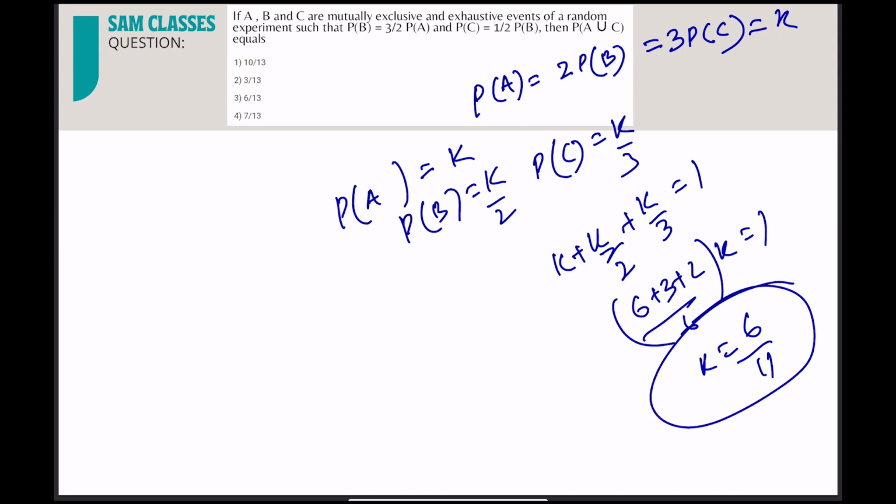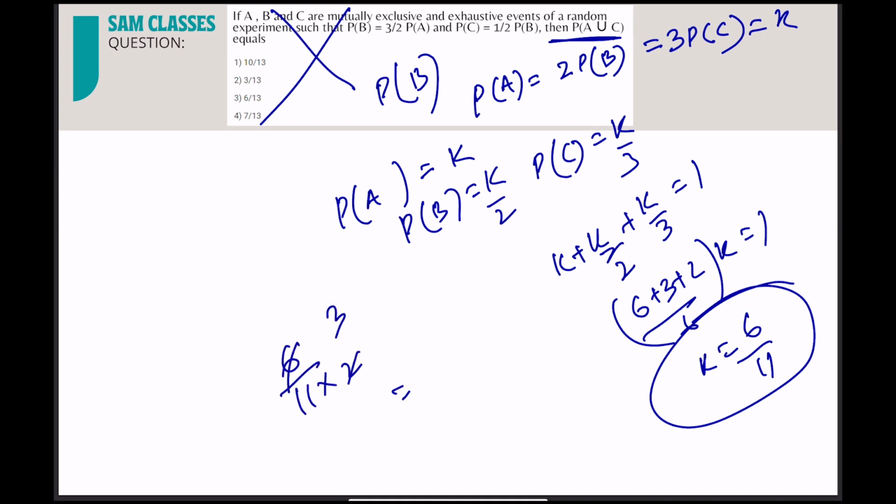So once you got K, now what we need to find, what they're asking, find P of A union C, correct? One second, I think so. Okay, this is not the question of 2020. So cut it previously. What you have to find here is P of B. So P of B is equal to what? K by 2. So 6 by 11 into 2, so you'll get 3 by 11. So P of B answer is 3 by 11.